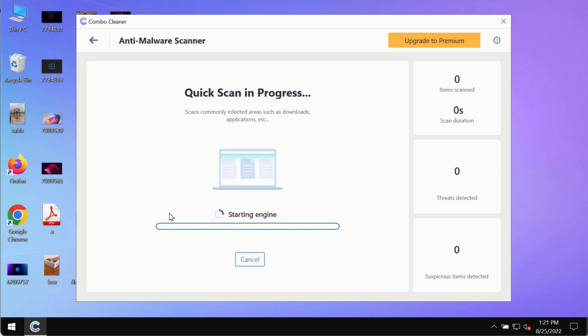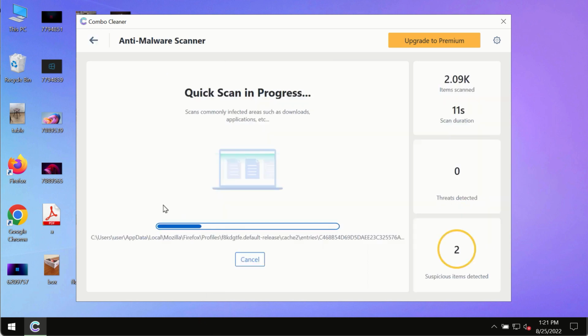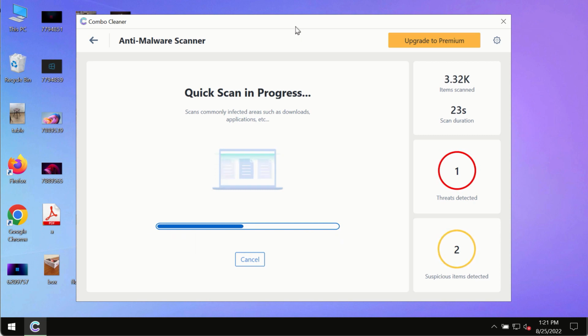button. Initially, the program is in the trial mode, so only the quick scan option is so far available in the trial mode. The program most likely will first of all update its anti-malware database, and of course this is crucial for proper detection and removal of any malware, ransomware, adware or other infections.